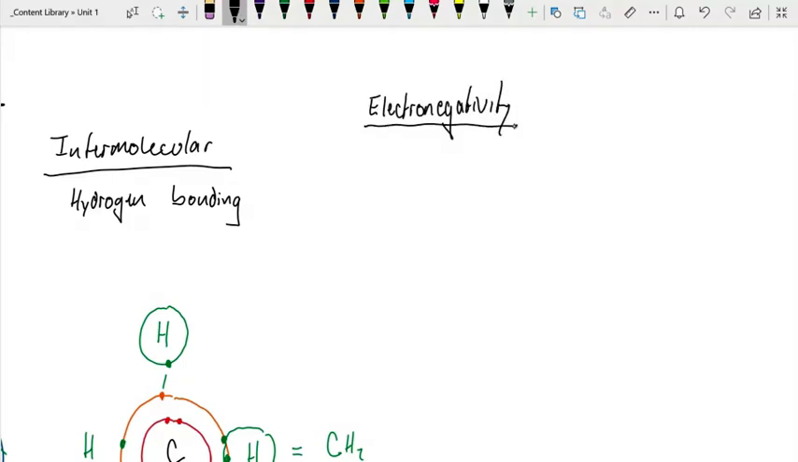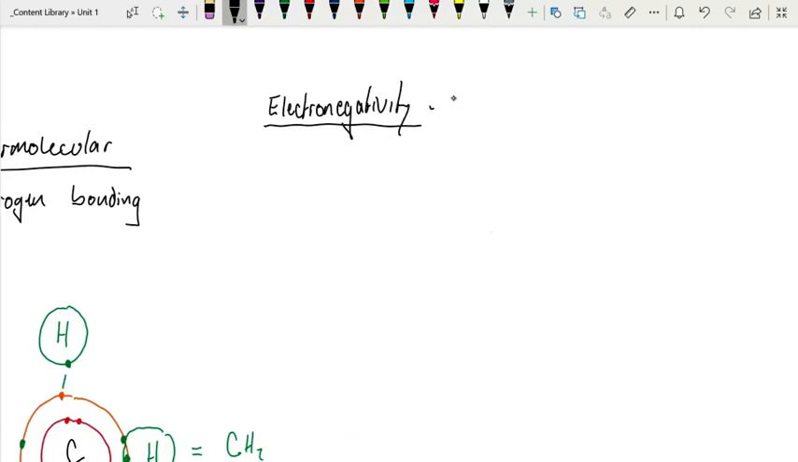Simply put, this can be defined as, let's use a catchy word, lust for electrons. Again, the closer I am to the noble gases, the closer I am to having my valence shell full, the more electronegative I become. The farther away, the more electropositive I become, the desire to give up electrons, like sodium.